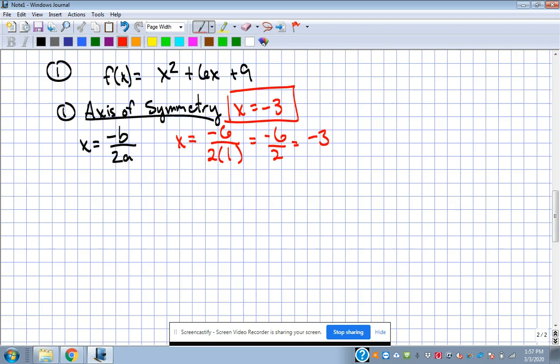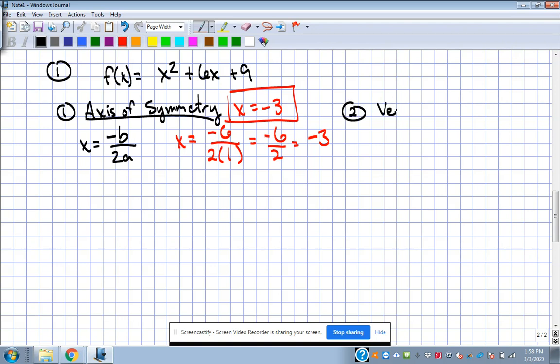All right, so negative 6 divided by 2 times 1, negative 6 divided by 2 is negative 3. So our axis of symmetry is x equals negative 3. The good news is we've done half of our vertex already. We have the x value of the vertex. So the second thing I'm going to find is the vertex.